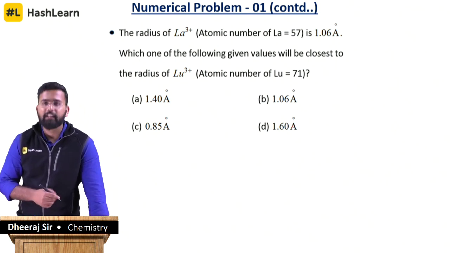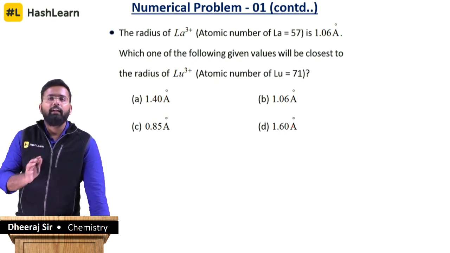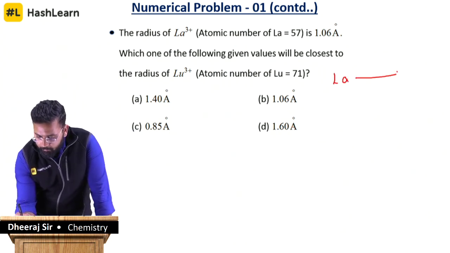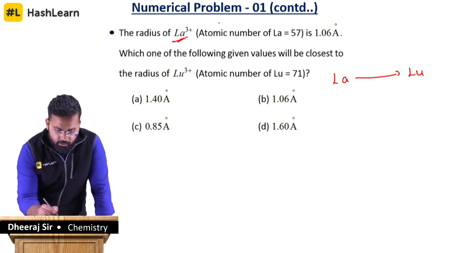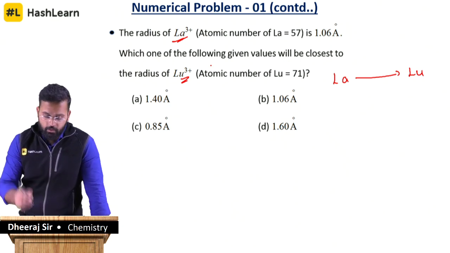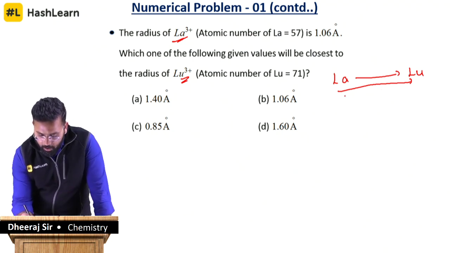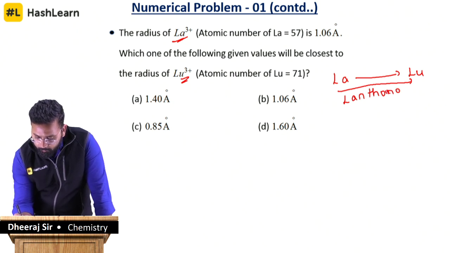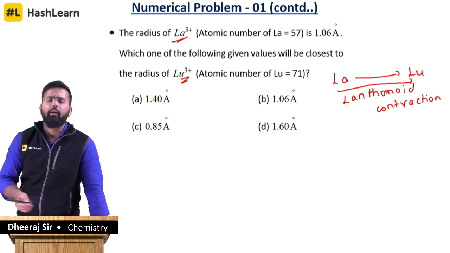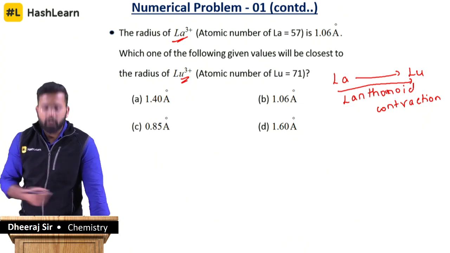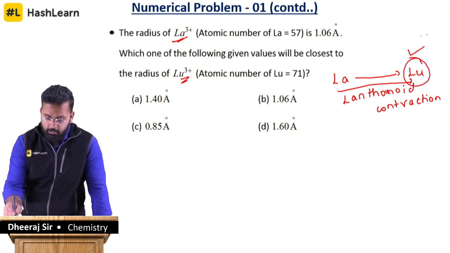It's fairly simple. You can answer this in two ways: one, a proper quantitative answer, the other qualitatively. Lanthanum is the first element and lutetium is the last element in the lanthanoid series. As we proceed from lanthanum to lutetium, there is something called lanthanoid contraction taking place. That is, the size of the ions or the elements goes on decreasing. As the size decreases, the radius also has to decrease, so lutetium has to be smaller than lanthanum.